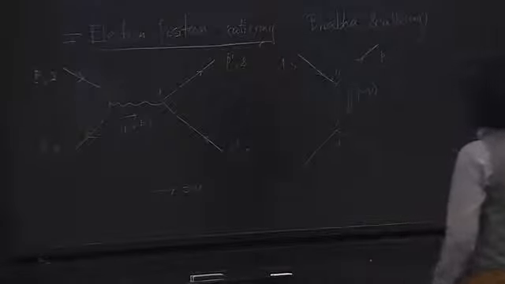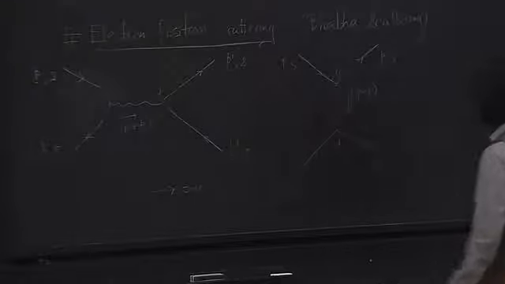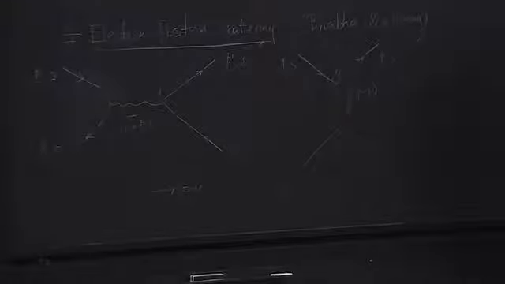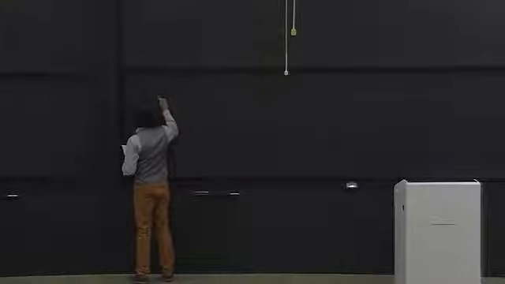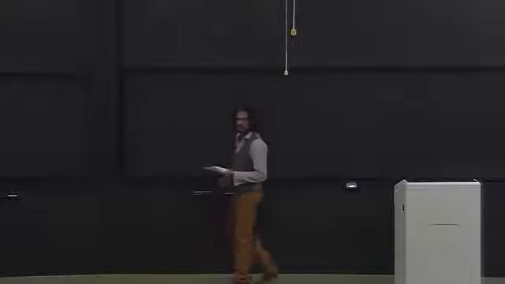And now let's write down its amplitude using Feynman rules. Okay, I'm not going to do this. You're going to tell me what to do. All right. What do I do? Someone. Let's take the first diagram. What's the first thing we should do?